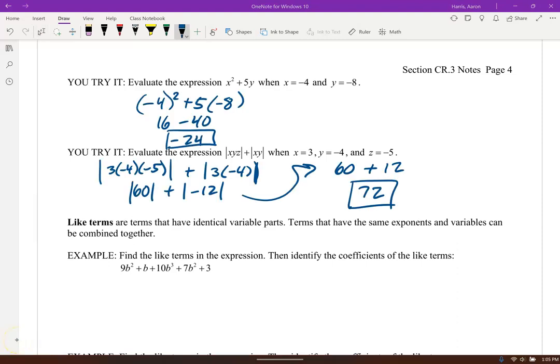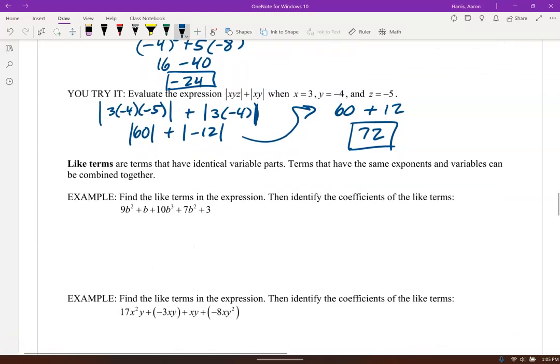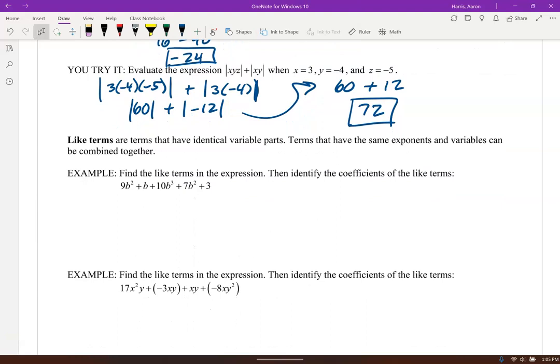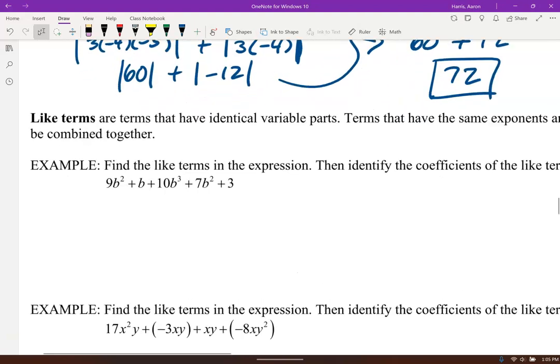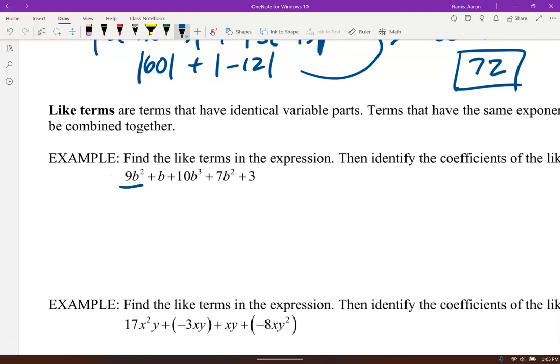Very nice. Now let's talk about like terms. Like terms are terms that have identical variable parts. So they have to have the same variable and exponents. Okay? So like the 9b squared, I'm looking for somebody else that has a b squared. So that one and that one are like terms. In other words, I can combine them. 9b squared plus 7b squared is 16b squared.